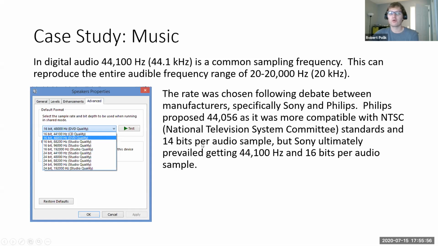And they wanted 14 bits per audio sample because they thought that's how many bits we need to encode the height of each of these peaks. But Sony ultimately prevailed and got 44,100 hertz and 16 bits per audio sample. So Sony got their way. But this does raise another question, because we've been talking like, okay, our analog signal is perfect. But this is only 16 bits per audio sample.